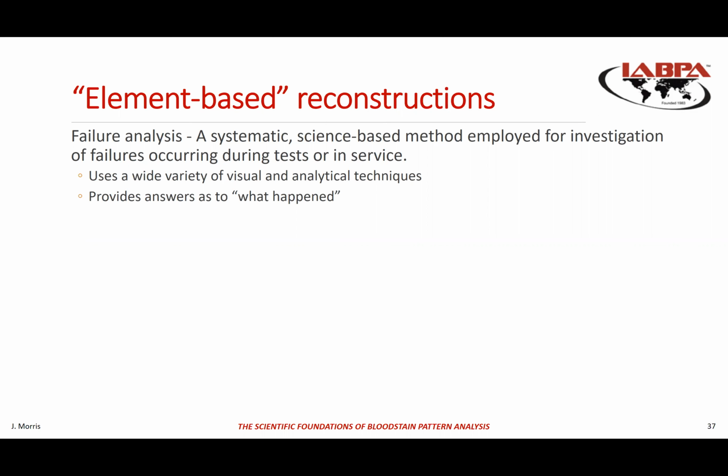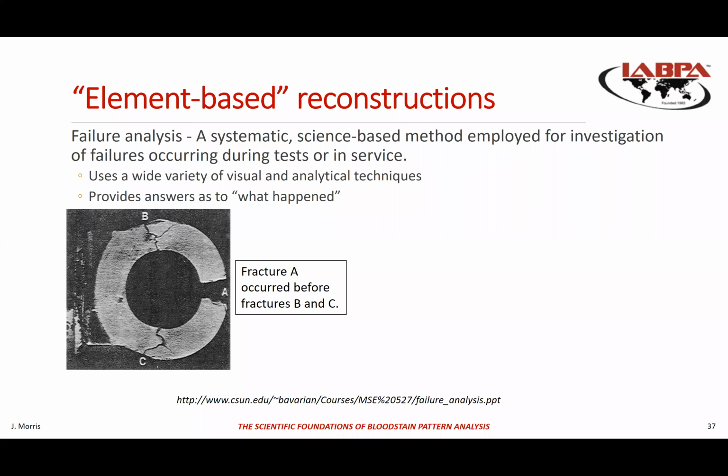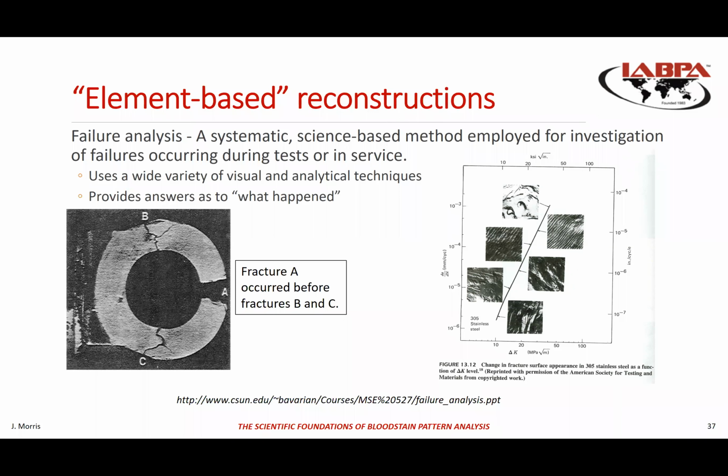And they use various visual features. Here we have an item that has 3 different fractures. In failure analysis, they can identify which fracture occurred first, and then the other fractures occurred after that. And there have also been studies that if you know the specific metallic composition of the item, and you look at the ribbing along that fracture and the spacing between that ribbing, you can predict the amount of load that was applied to that item to cause that fracture.